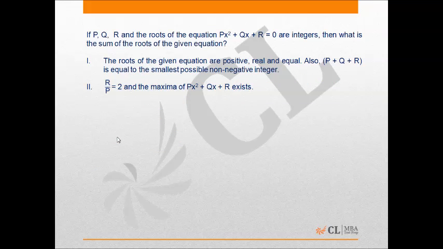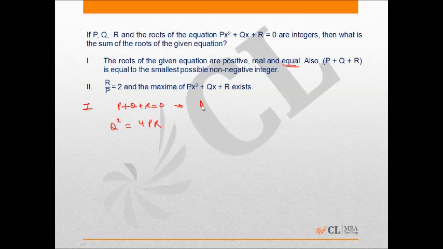Next says that P, Q, R are the coefficients and the roots of the equation are integers. What is the summation of the roots of the given equation? So P, Q, R, the coefficients are integers as well as the roots of this equation, that is given. Statement 1 gives you the roots of the given equation are positive, real and equal. Also P plus Q plus R is equal to the smallest possible non-negative integer. That means P plus Q plus R is nothing but 0, and it is given that the roots are equal. That means Q square should be equal to 4PR.